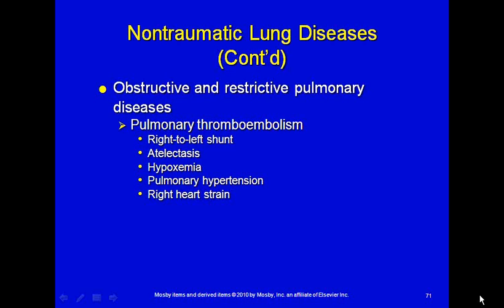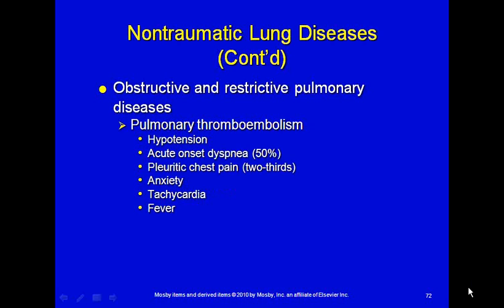But with a PE, the thing that you'll see is you've got this low pulse oximetry. Lungs are going to be clear because they have no trouble getting air in and out of the lungs, but their SATs are low, and you give them 100% oxygen, and their SATs don't get any better, or get minimally better. They may be hypotensive. PEs come on acutely in most all people. They may have pleuritic chest pain that gets worse when they take a breath in. They're going to be anxious because, of course, they're hypoxic.